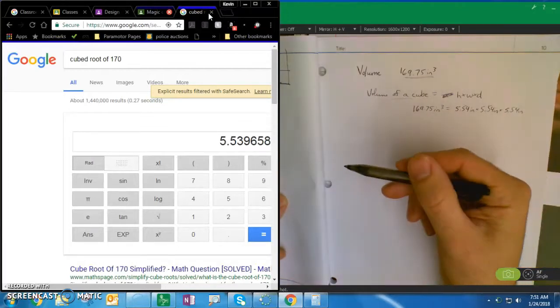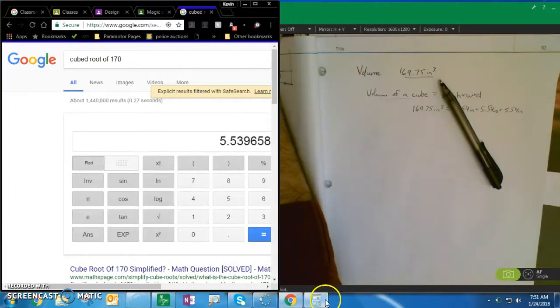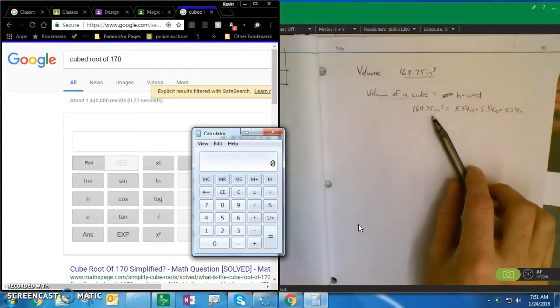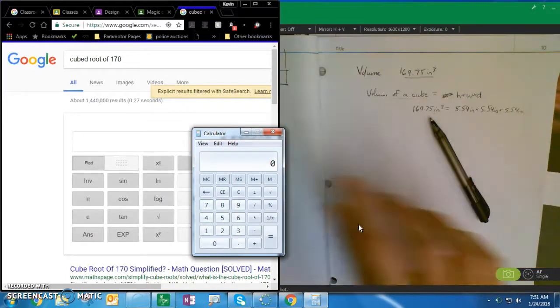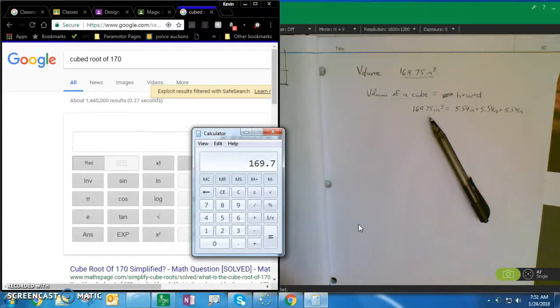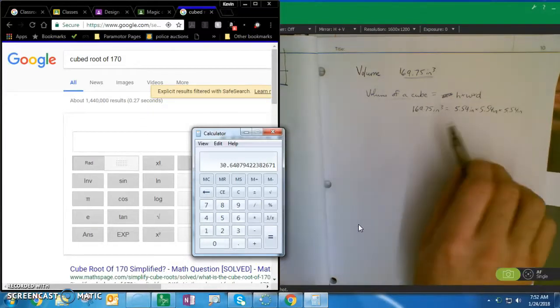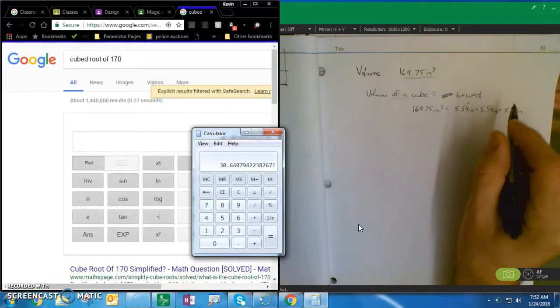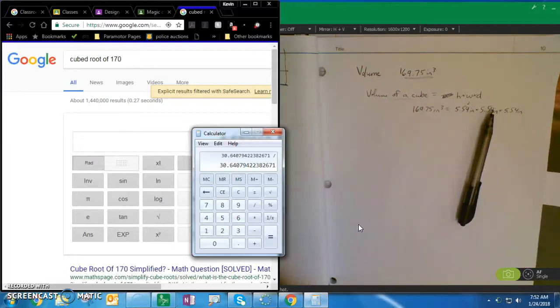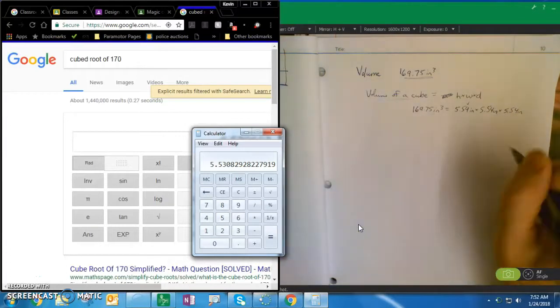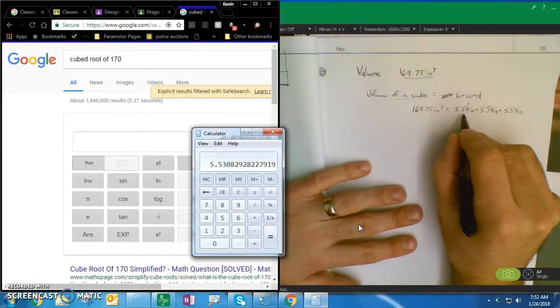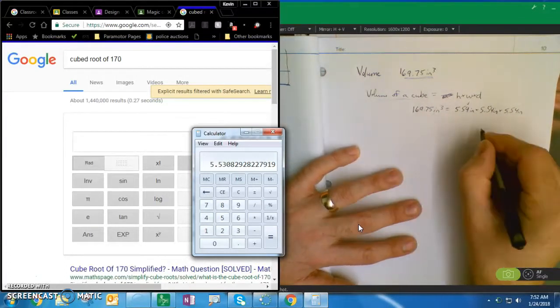Let's check with our calculator, okay? The way you would check is you take your volume, 169.75, and you can divide it by 5.54. Now, we've already done one of these. Check. Let's try another one. Divide it by 5.54. 5.53. So, you can use these dimensions to create your cube.